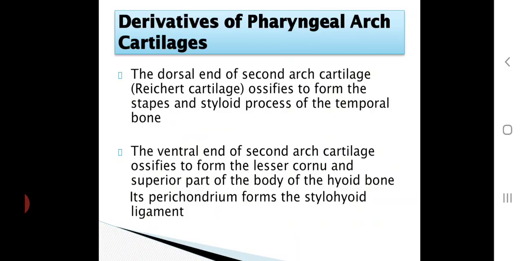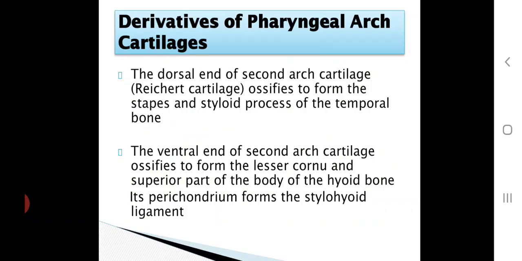Second arch. The second arch question is Reichert cartilage. The question may be for you again, as I told, mandibular arch, hyoid arch. Sometimes the questions may be the Meckel cartilage. Then you have to write only the bony derivatives of the first arch. That is, the Meckel cartilage is the cartilage of the first arch. You have to write about the derivatives of that first arch mainly.